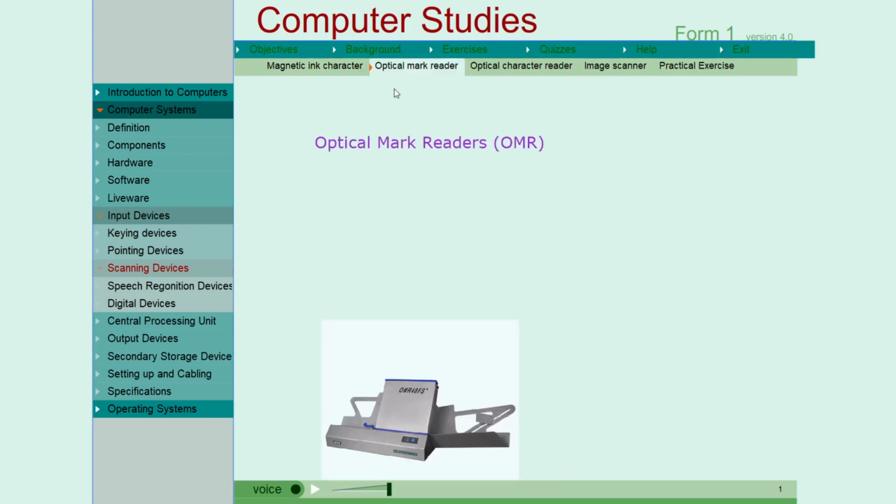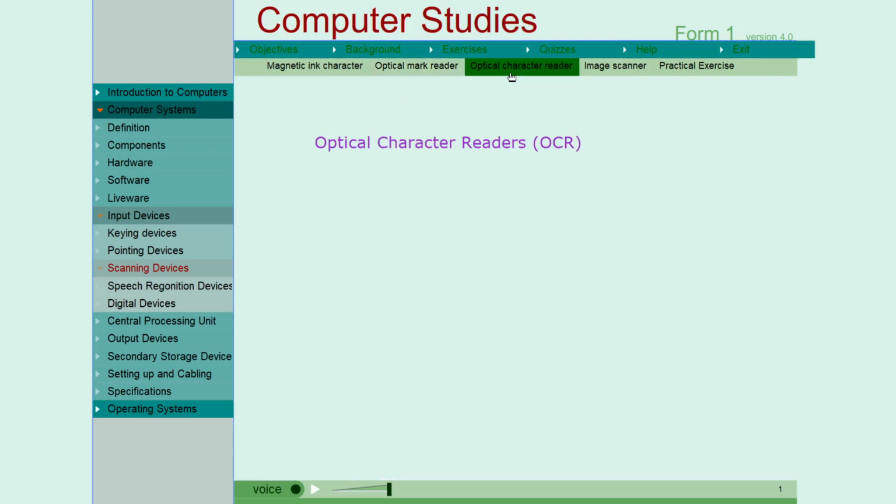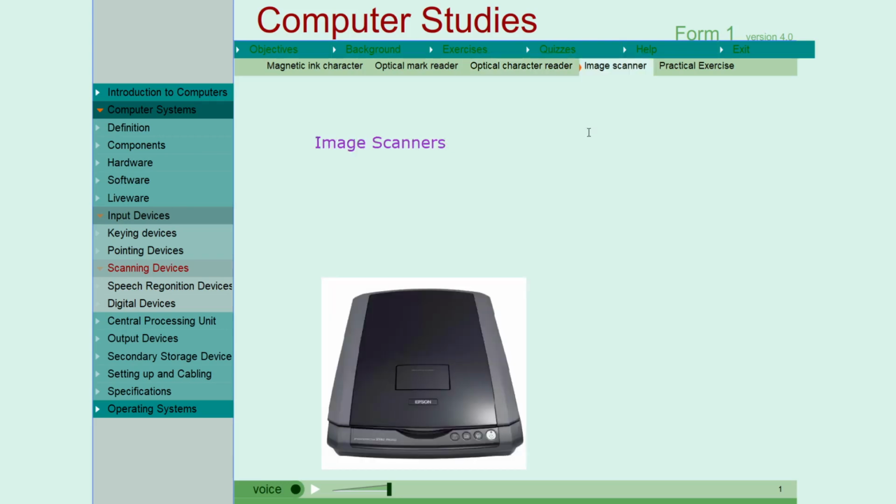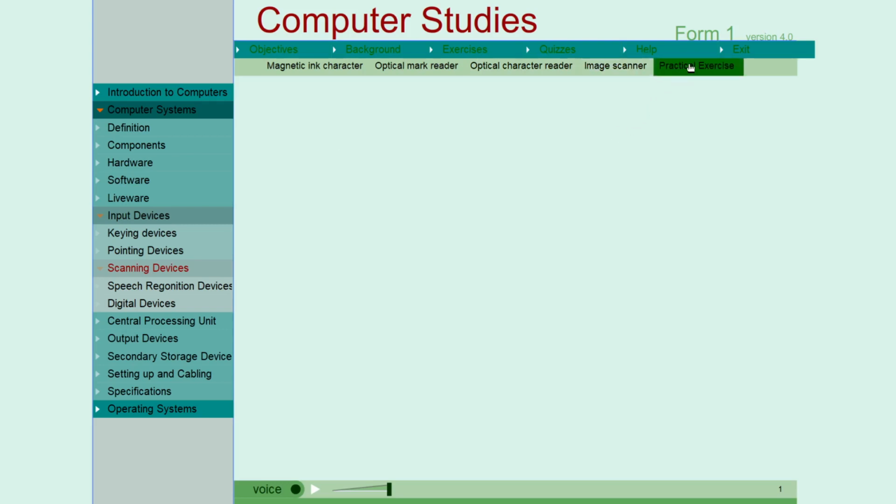Optical mark readers read pencil marks and convert them into computer usable form. They are used to mark multiple choice exams. Image scanners convert text, drawings, and photographs into a digital form that can be stored in a computer.